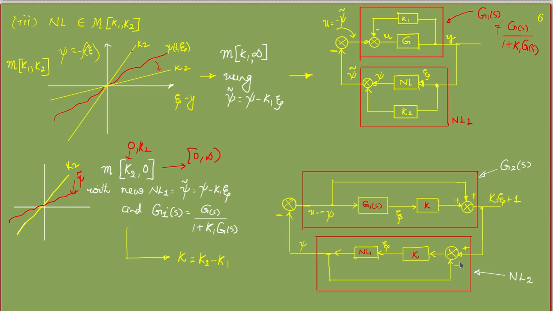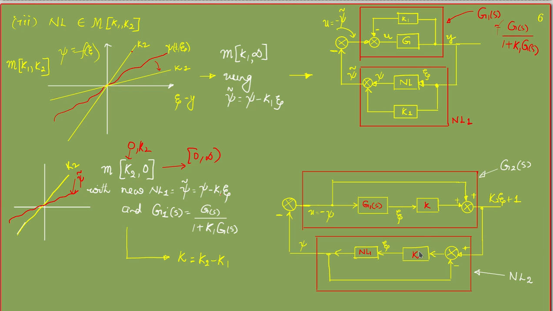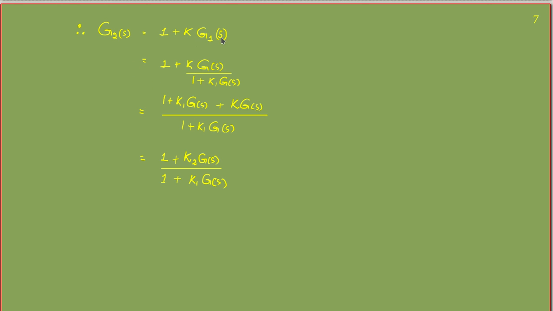So now here I have this new nonlinearity with this new K, and this whole system has been shifted here with G as G1s and this NL as NL1 and K2 as K. That is the only difference here, K2 as K. Okay, so now what will be the actual system? This is the actual system. So we have to find out this G2s. What is G2s? That is 1 plus K into G1s. So what is G1s?